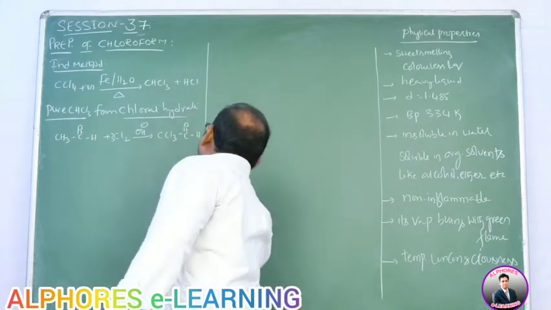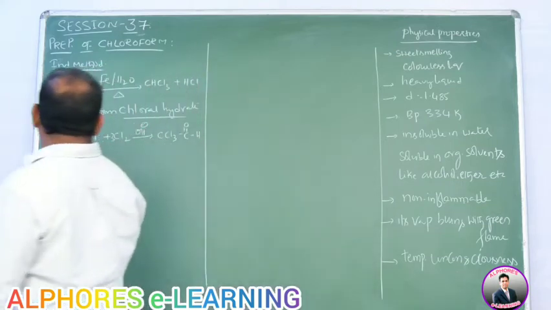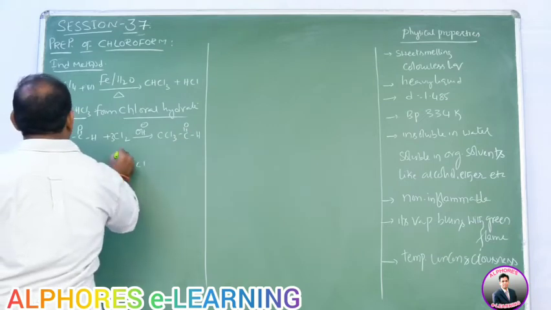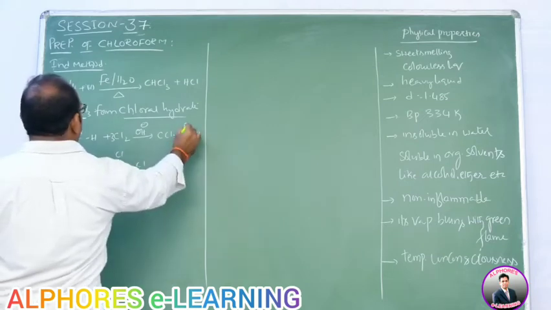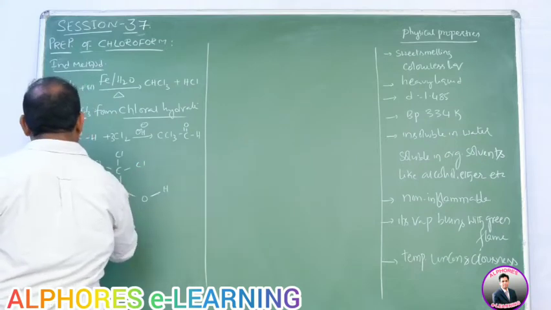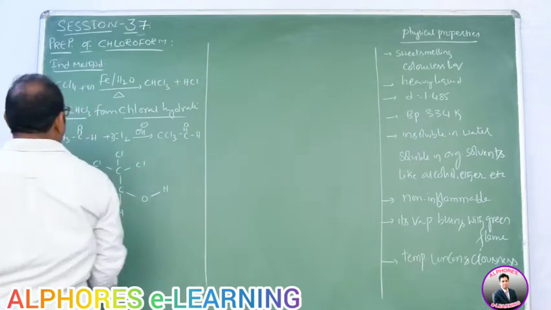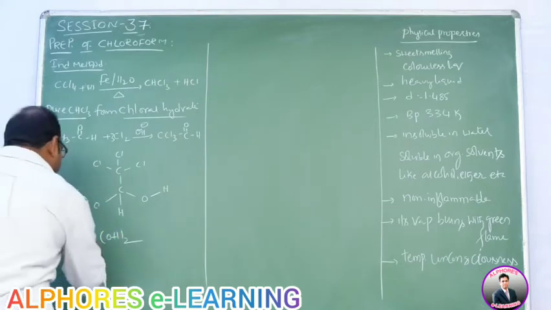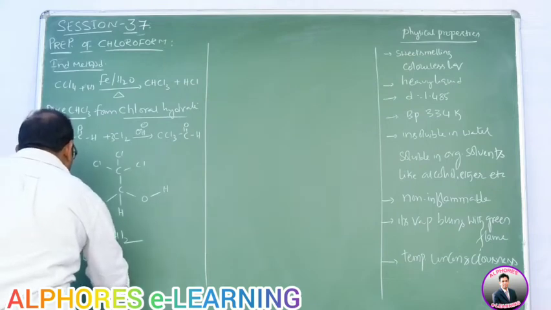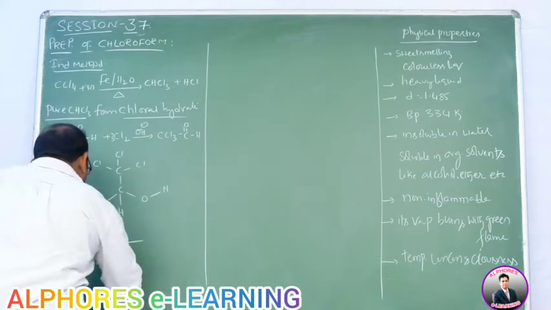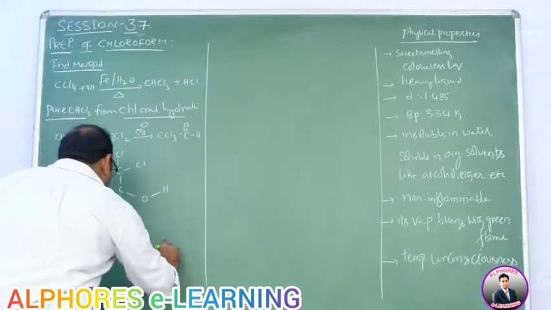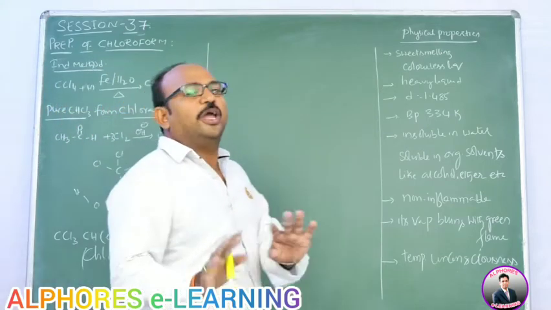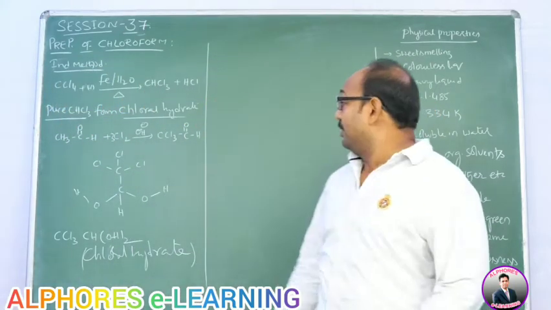Now I mentioned chloral hydrate. Chloral hydrate is nothing but, instead of the double bond O in CCl3CHO, there are OH and OH groups on the same carbon: CCl3CH(OH)2. This is called chloral hydrate. So instead of the double bond O, 2 OH groups are there.